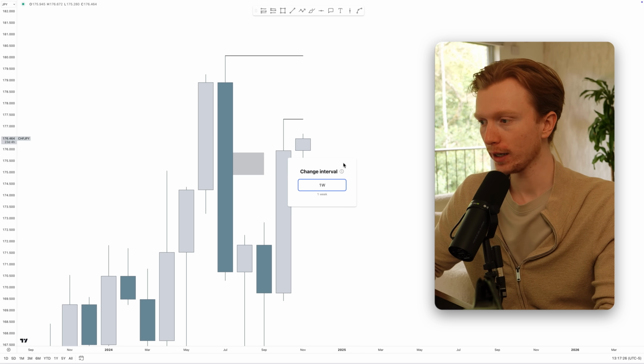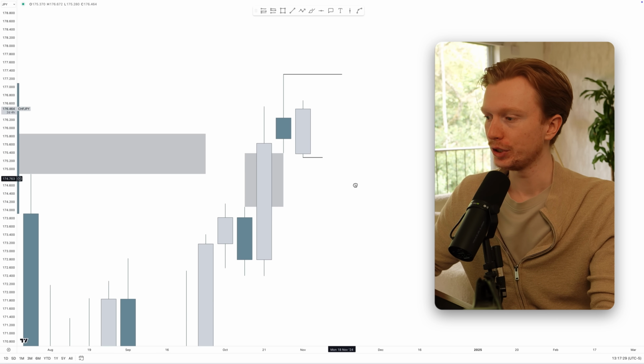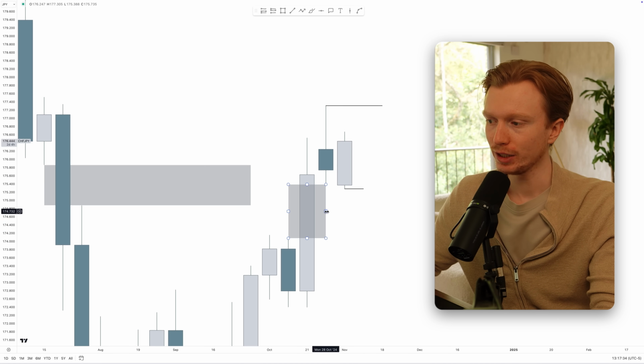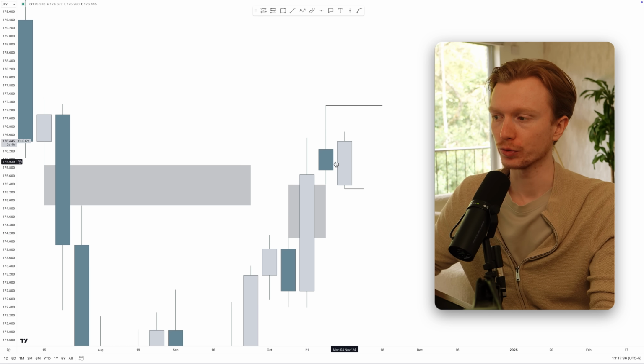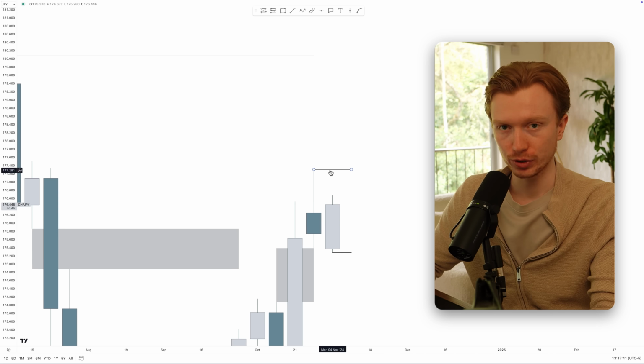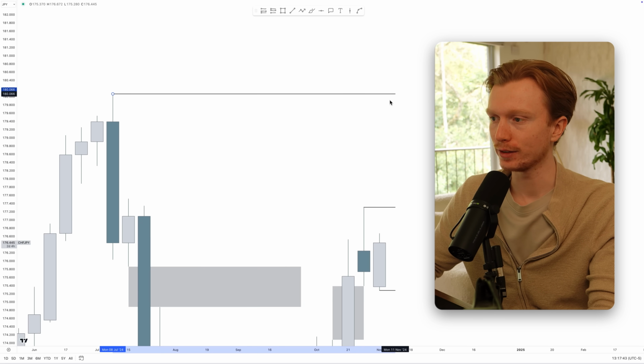Now, if we go into the weekly to then find a fair value gap, we see that we had marked out this fair value gap earlier on right there. So this bullish fair value gap is what we can continue higher from towards the targets right there. This previous month's high and this swing high at the top right there.